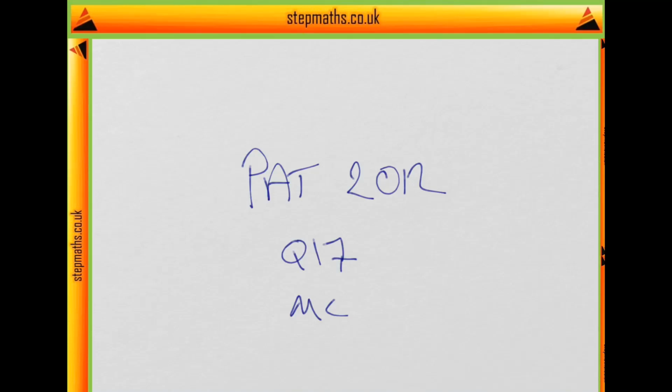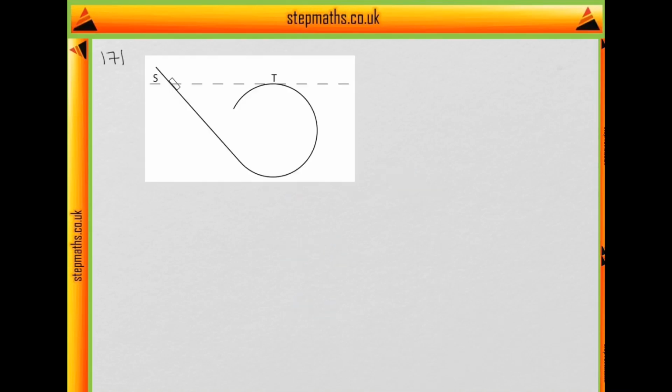Hi, today we're going through the PAT paper from 2012 and looking at question 17, the last multiple choice question. I've decided to do it in a separate video, so I think it requires a bit more thought than the other multiple choice questions. So what happens is we're given a slider on a frictionless ramp.